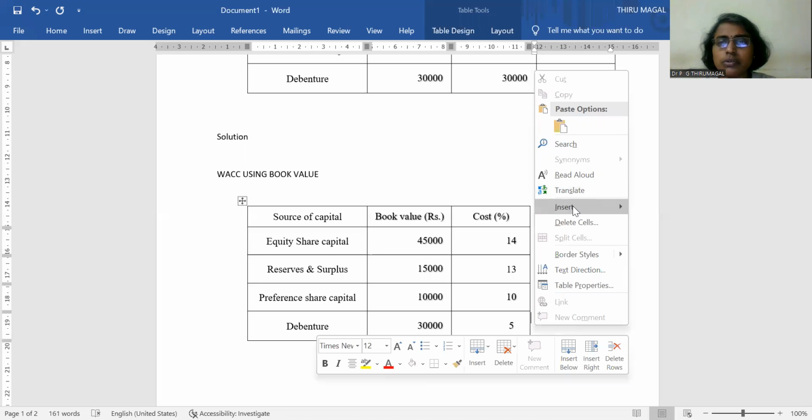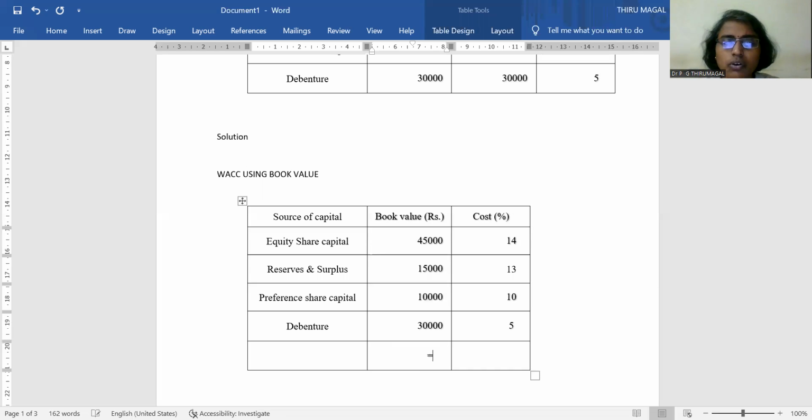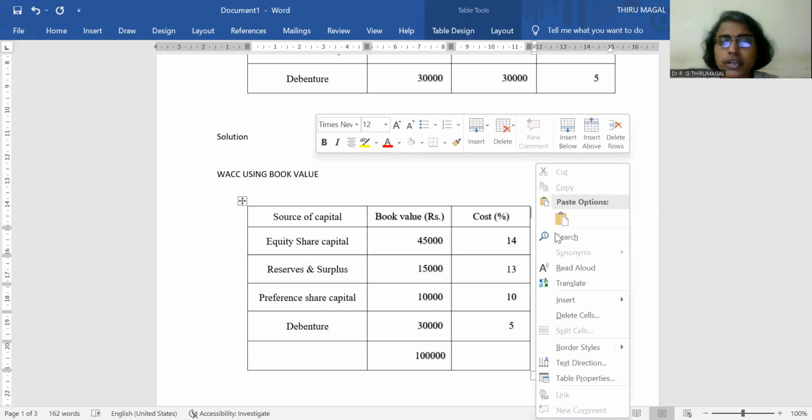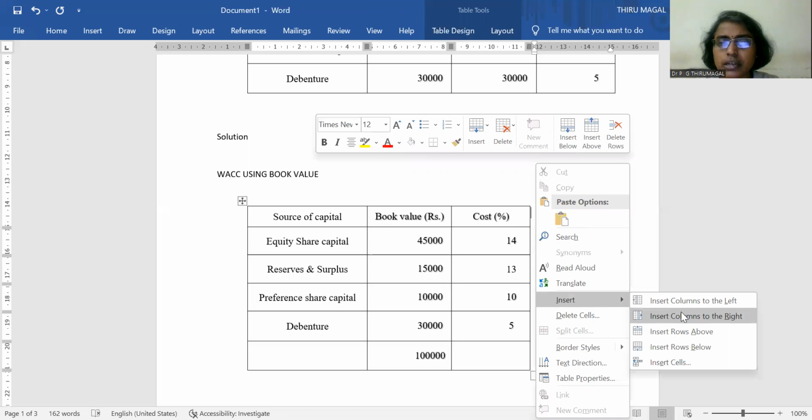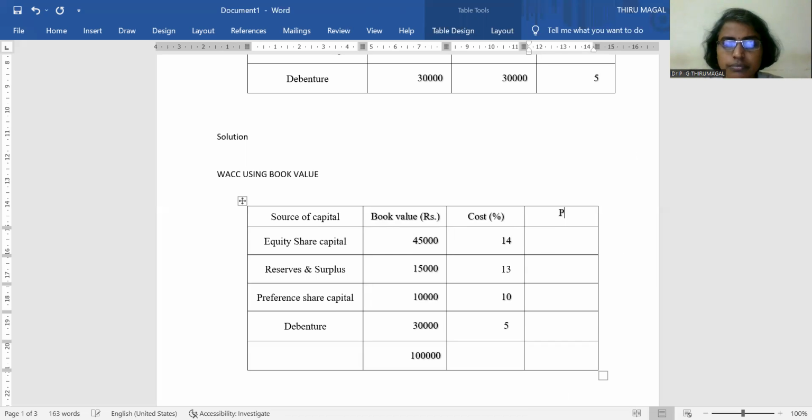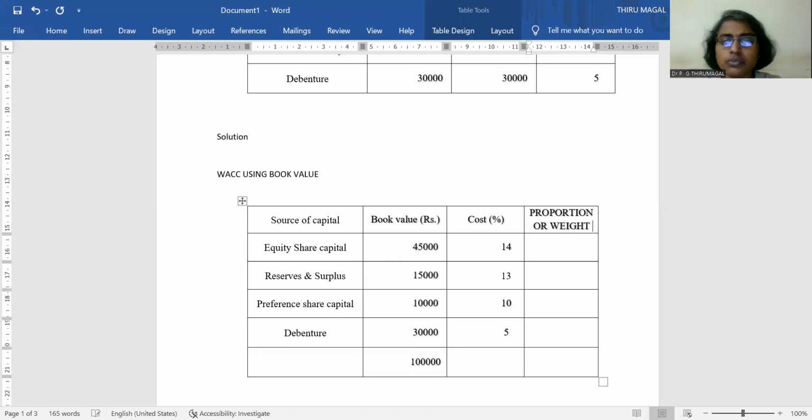The total of all the book values together comes around, we'll check here, 45,000 plus 15,000 is 60,000, 60,000 plus 10,000 is 70,000, 70,000 plus 30,000 is 1 lakh. So the total comes around 1 lakh rupees, the total of all the values. The next step will be, we have to find out the weight or proportion of each and every source of capital, the weight of each individual source of fund.